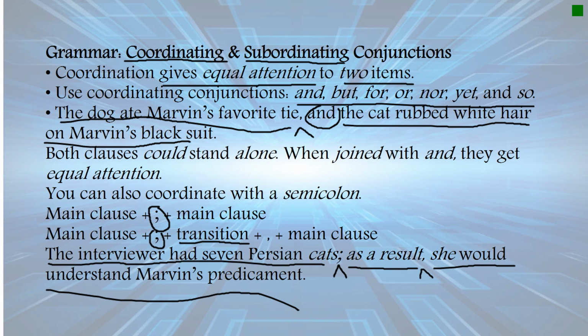We can also combine these two main clauses with a semicolon, or a semicolon with a transition, instead of the coordinating conjunction, just like the sentence below. This is the first main clause. We also have a semicolon, then a transition, then a comma, then the second main clause.